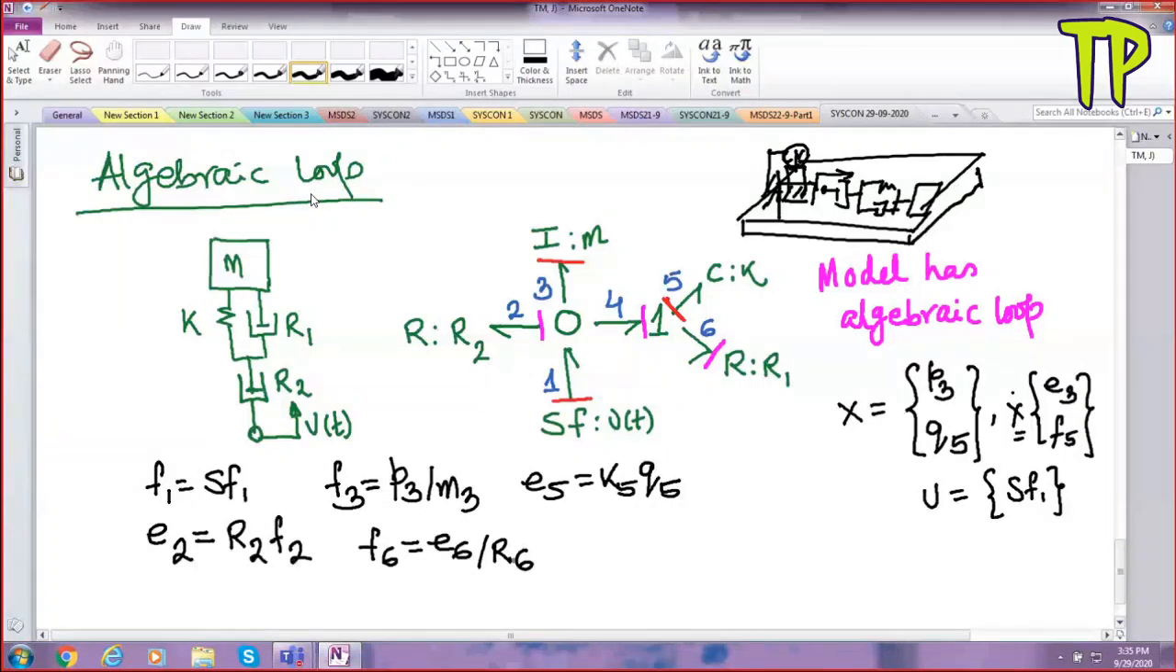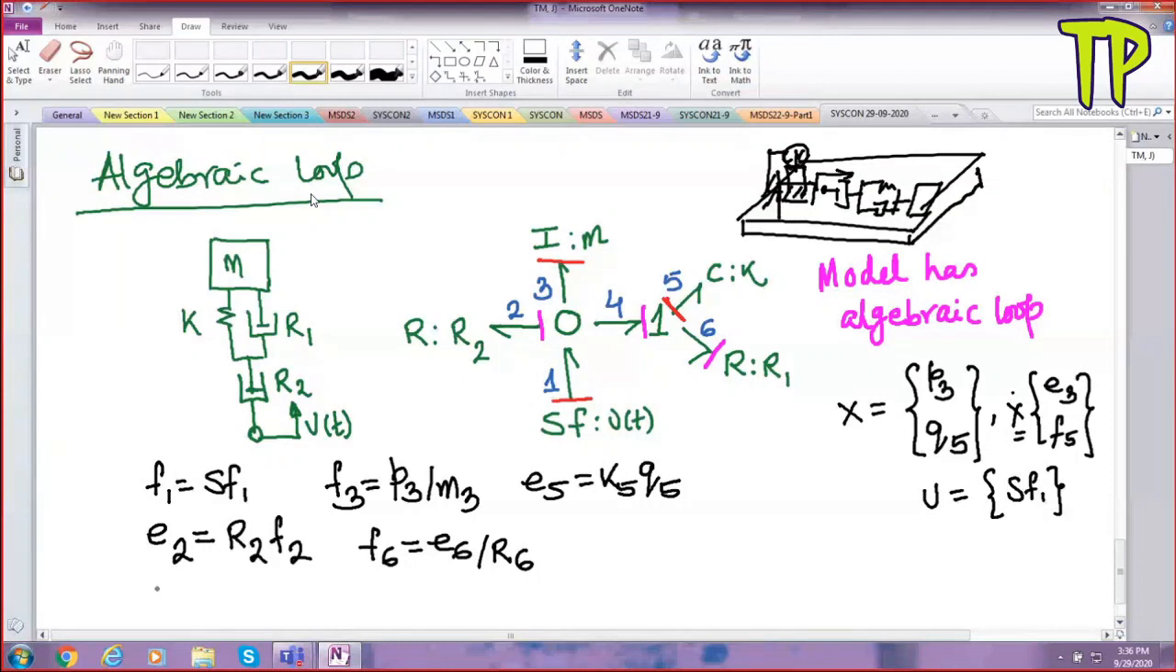F6 you cannot directly find out. If you cannot directly find out F6, you cannot find out E6. Whereas you can determine E6 and from that you can calculate F6. So the computational sequence, you have to follow that. So these 5 equations are there. Then we have 2 junction equations.